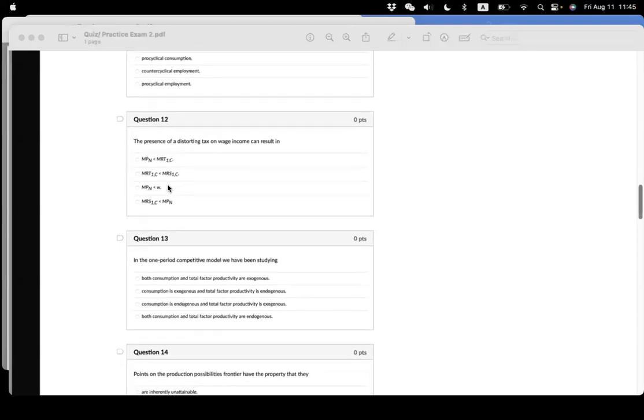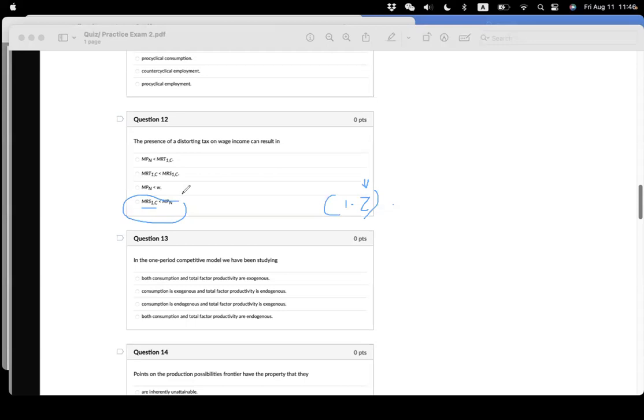Now, question 12. The presence of the distortion tax on wage income can result in, the answer is the last one. Right, let me highlight. The answer is the last one. Okay, so the marginal rate of substitution between leisure and consumption equals 1 minus tau times. So this is the regular marginal rate of substitution without distortion.